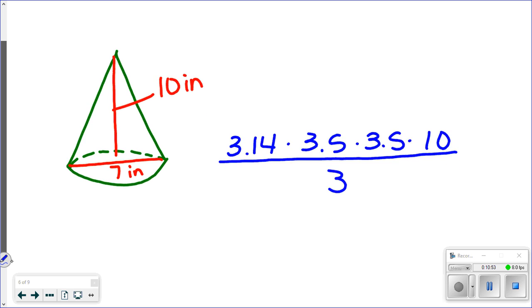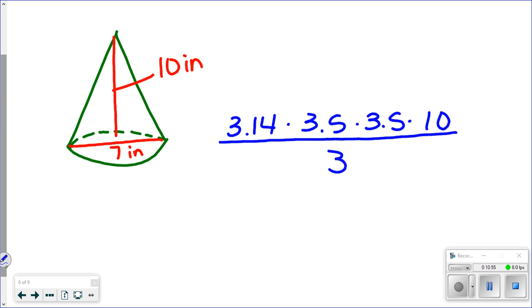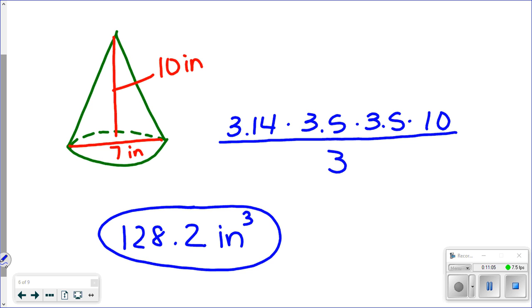Anybody want to share what they got? Anybody want to share? Boston? 128. Yep, that's what I got. 2, and then what I say, inches. Cube. Any questions on cones?